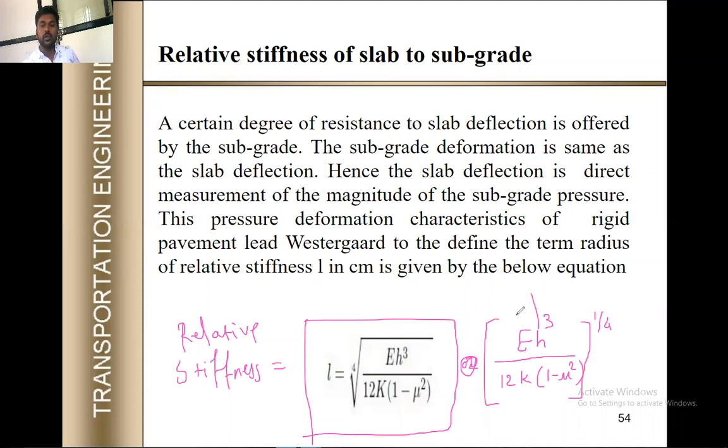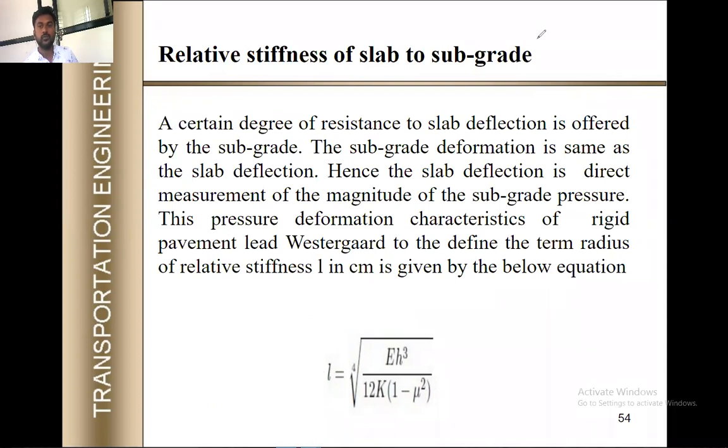H is the thickness of pavement, E is the modulus of elasticity, K is the modulus of subgrade reaction, and mu is the Poisson's ratio. By this we will calculate the small l, that is relative stiffness. Okay. Write down this formula for the relative stiffness: l is equal to the fourth root of E H cube divided by whole K into bracket 1 minus mu square, bracket complete.